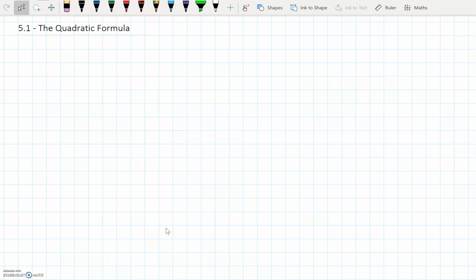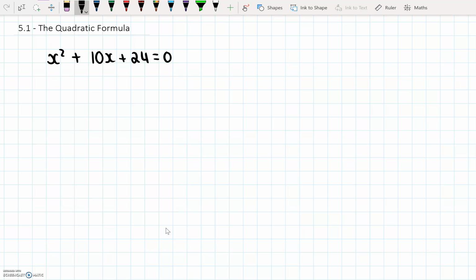Okay, so up until now, when you've wanted to solve a quadratic equation, you have had to either factorize or complete the square. So we're going to do a quick example of both of those, and then I'm going to show you a new technique. Let's say that we have the equation x squared plus, let's keep it nice and easy, 10x plus 24 equals 0.